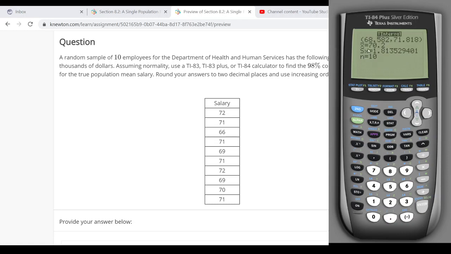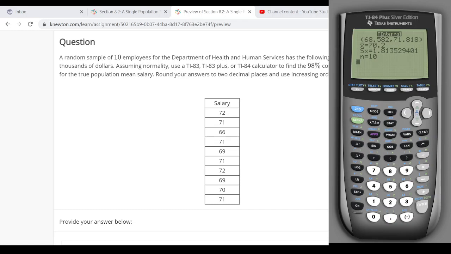And it gives you the mean. Sample mean was 70.2, sample standard deviation 1.8135. The size was 10. But the top stuff's the most important. There's your confidence interval. The low value, which would be x bar minus the margin of error, is 68.582. And the high value would be x bar, 70.2, plus the margin of error, 71.818. So what we're saying here is that we're 98% confident based on this sample that the mean salary for all the employees in the Department of Health and Human Services is between $68,500 and $71,800.